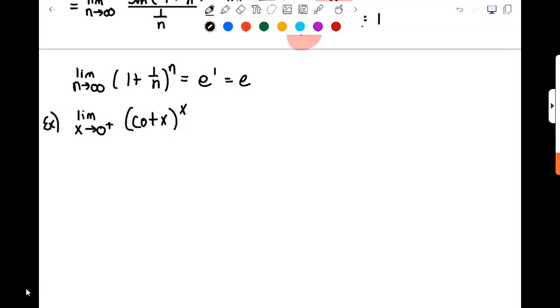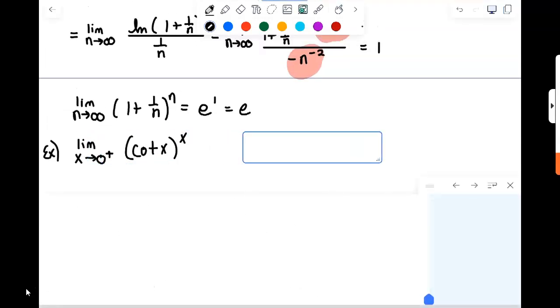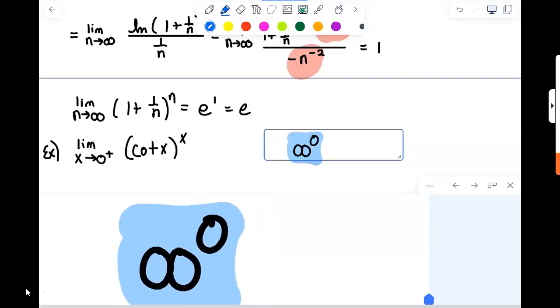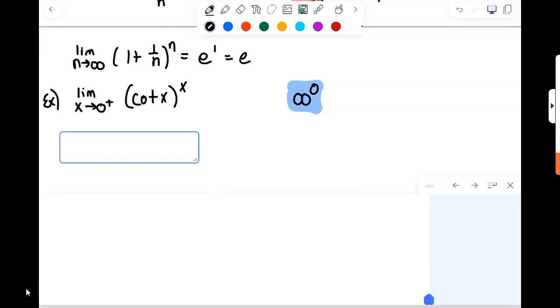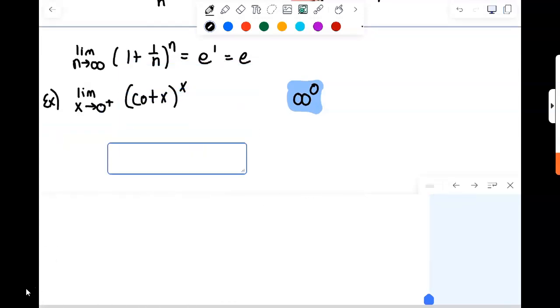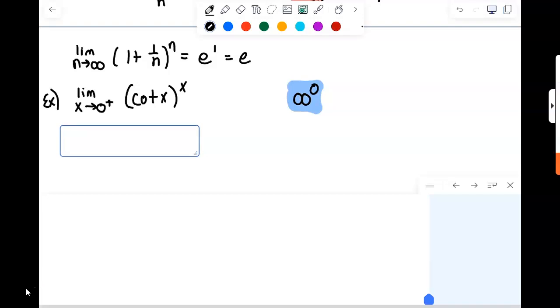So we are dealing here with an infinity to the 0 power limit. So once again, when we have any of these exponential limits, 0 to the 0, 1 to the infinity, or infinity to the 0, we take care of all of them the same way. So we apply ln to this stuff and work that limit out first. Then we proceed to deal with our original limit.